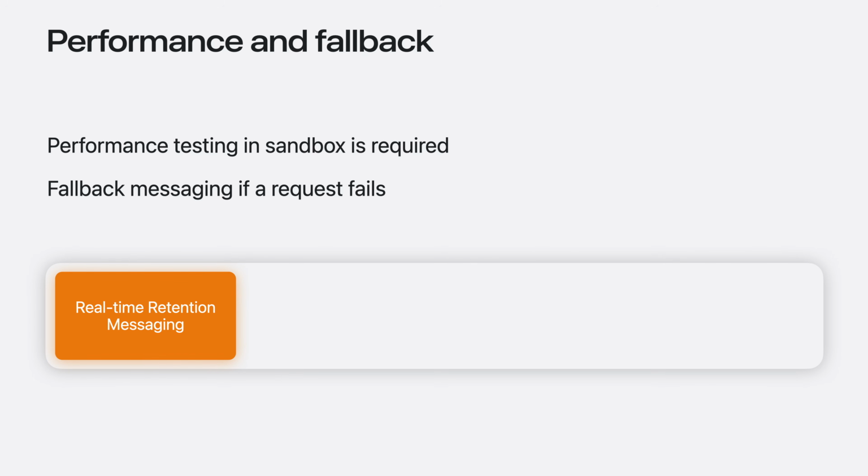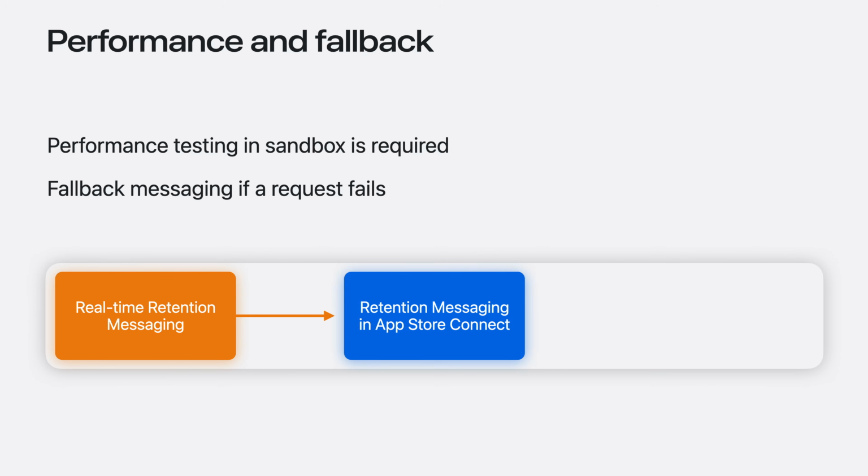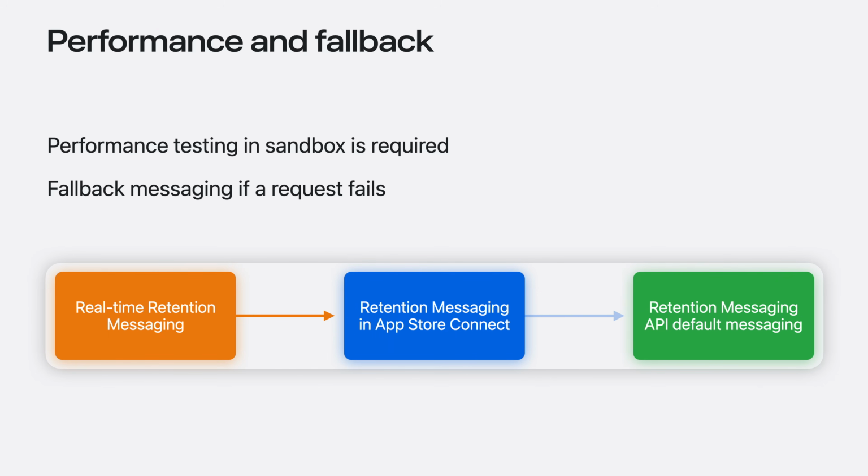If that's unavailable or malformed, the App Store will first fall back to your App Store Connect retention messaging preference, including any eligible offers. If App Store Connect messaging is not configured for your subscription, the App Store will then fall back to default messaging configured with the retention messaging API.